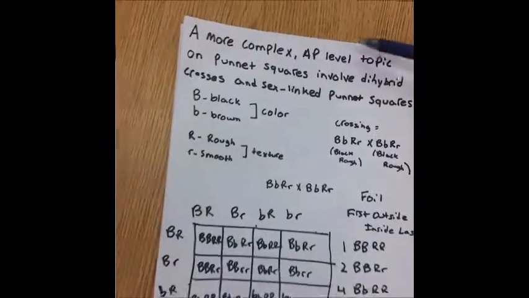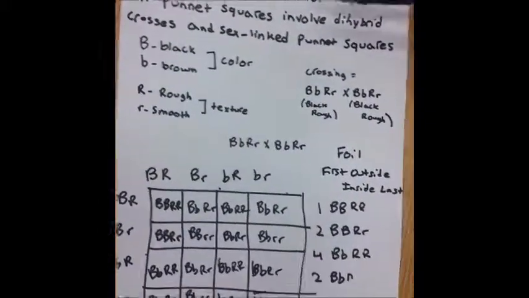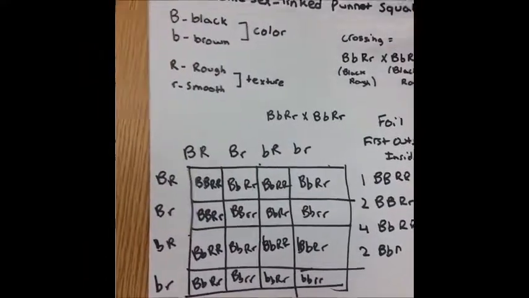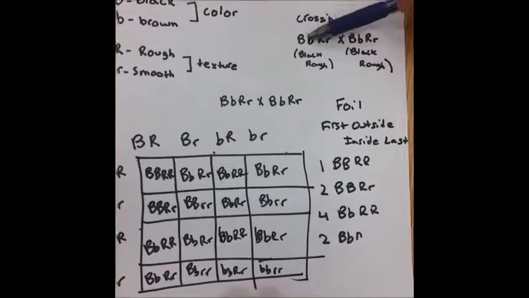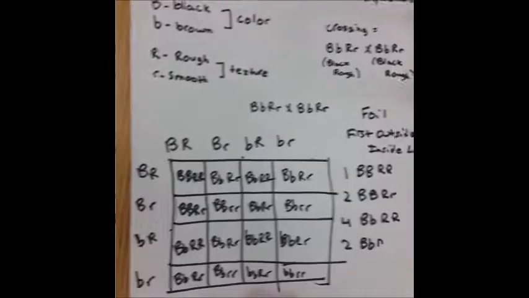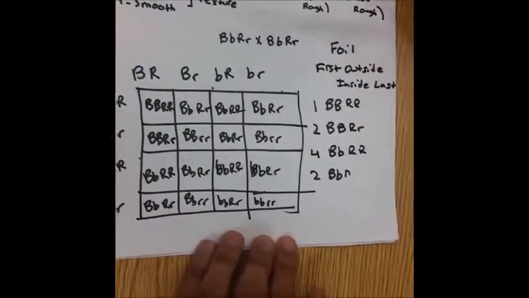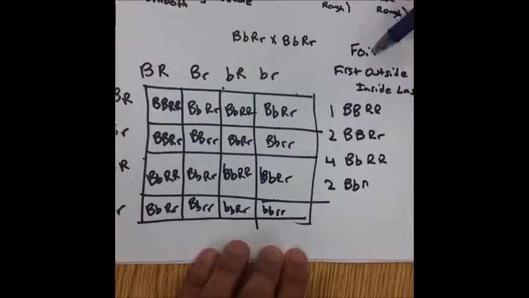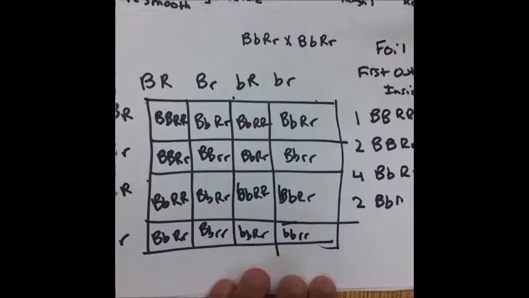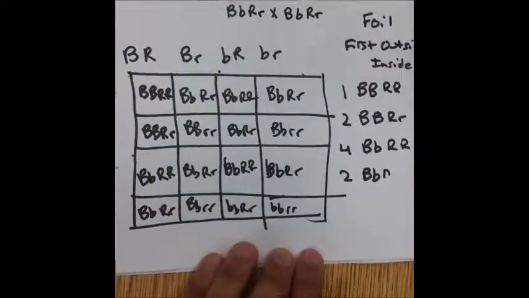A more complex AP-level topic on Punnett squares involve dihybrid crosses and sex-linked Punnett squares. So in this example, we'll be crossing two parents who are heterozygous for both traits, in this case, black color and rough texture. So, once you cross these, you're going to have to use the FOIL method to get the different types of combinations. The FOIL method involves first, outside, inside, last.